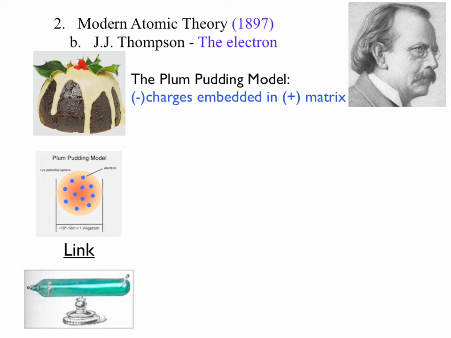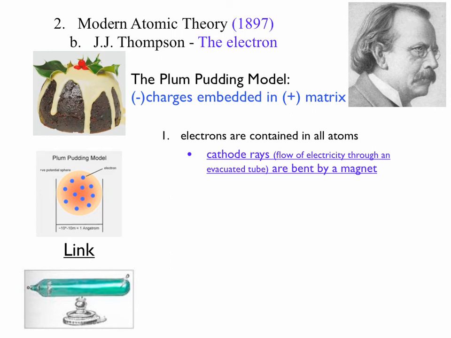Now, he figured this out doing an experiment using this thing called a cathode ray tube, which is that green glass tube at the very bottom of the slide. And we actually have one, and I'll show you this experiment in class. But anyway, let's see what he came up with. What he said was that electrons are contained in all atoms. So what happened is he set an electric current going through a cathode ray tube, and he brought a magnet close to it, and that stream of particles moving across the tube was bent by the magnet, which means it was, well, in our case, I believe it's repelled by the magnet.